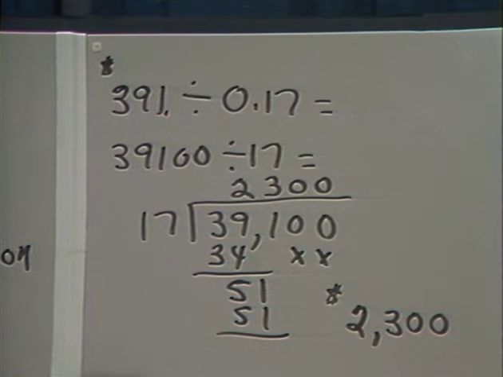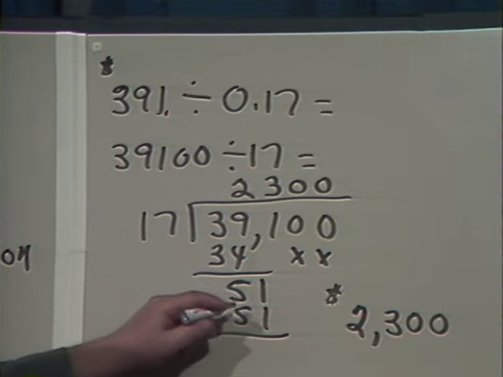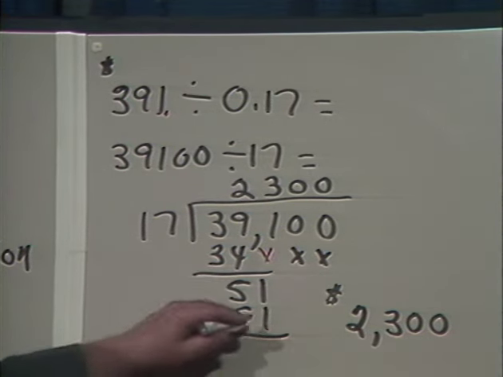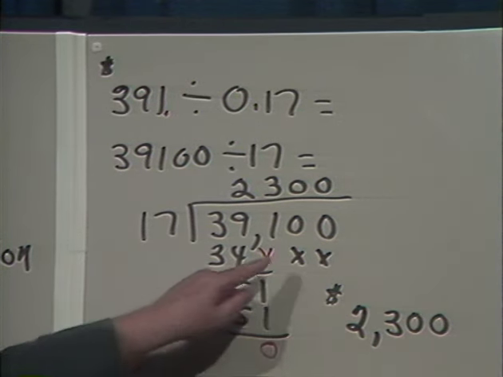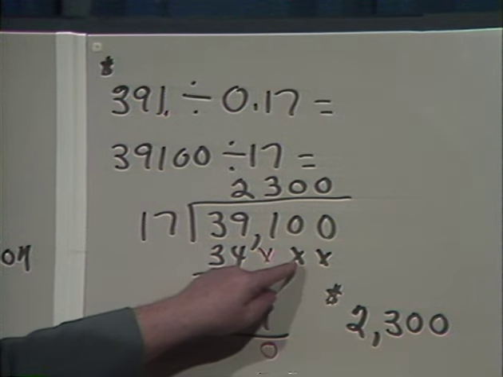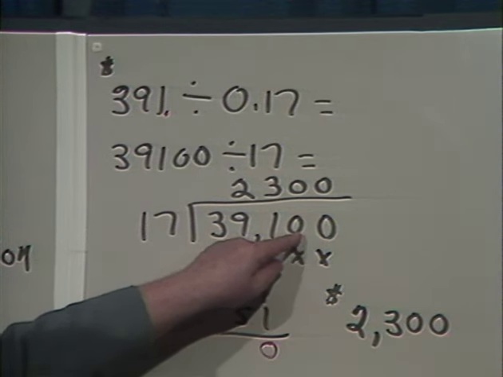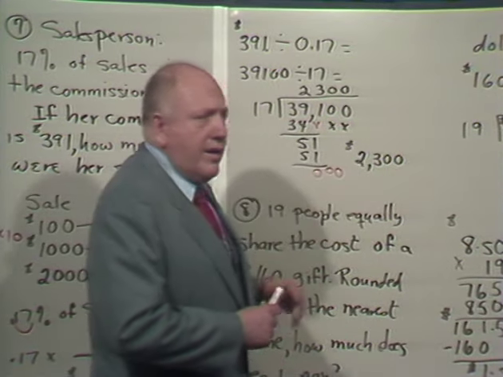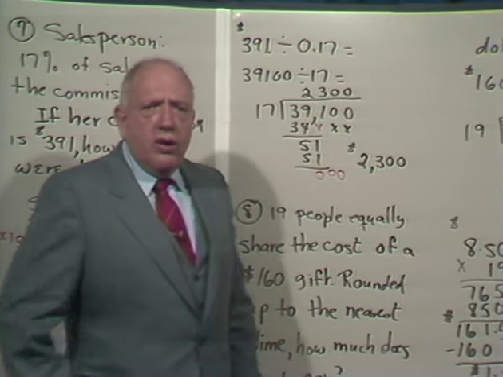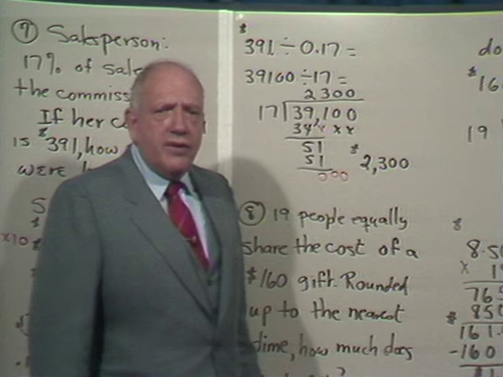17 goes into 39 twice. 34 from 39 is 5. We bring down the 1. 17 goes into 51 3 times with no remainder. And again, be careful. Every time there's a digit in the dividend, there has to be a digit in the quotient. So as you bring down these zeros, you have to put zeros over here. And that means that she must have sold $2,300 worth of material.